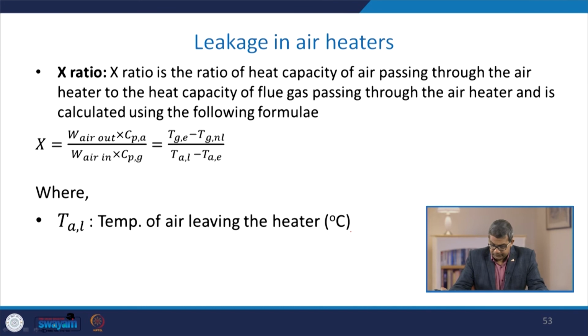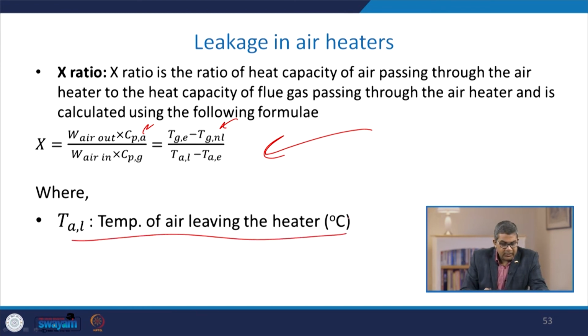X ratio is the ratio of the heat capacity of air passing through the air heater to the heat capacity of the flue gases passing through the air heater, and is calculated by this mathematical expression: X is equal to W air out into CPA upon W air in into CPG, that is equal to (TGE minus TGNL) upon (TGAL minus TAE). Here TGAL is the temperature of air leaving the heater, in degrees Celsius.